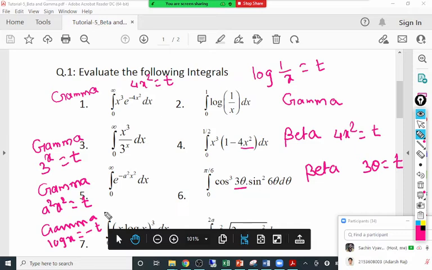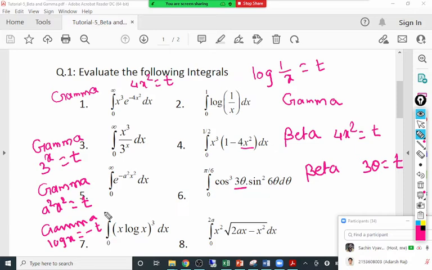Okay, this we already discussed. This log x is equal to minus t because x log x bracket cube is there. So if we take log x equal to minus t, we get a gamma form. And what about the eighth? Beta. And what should be the substitution?